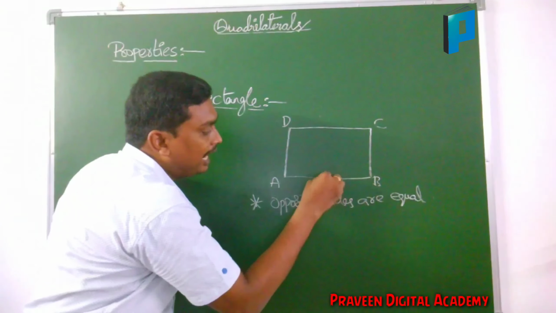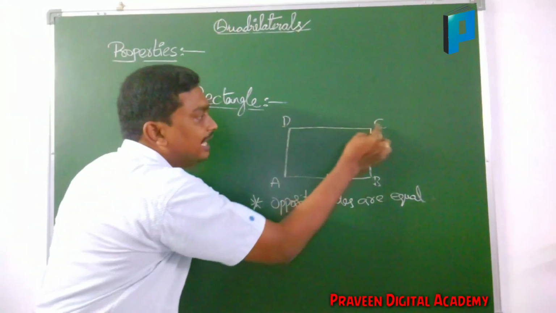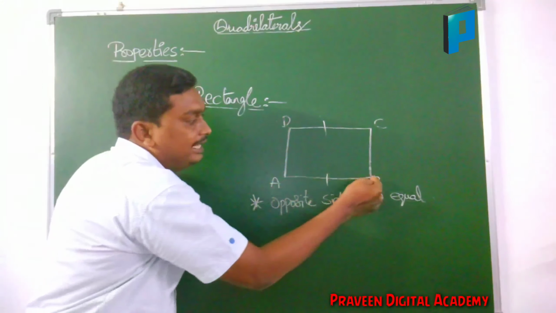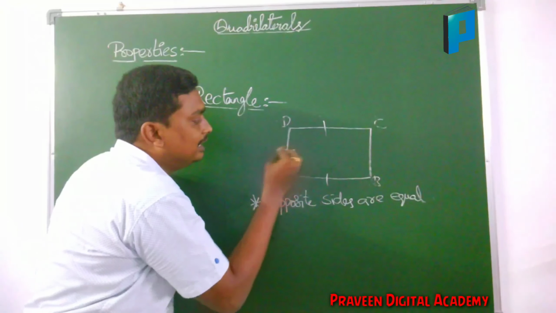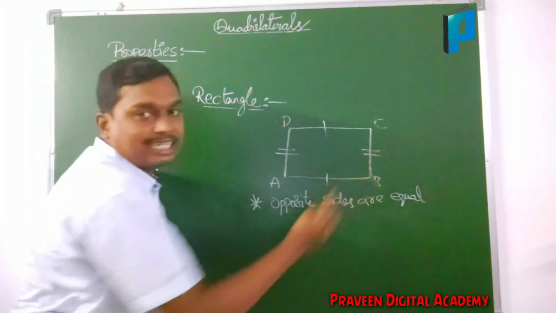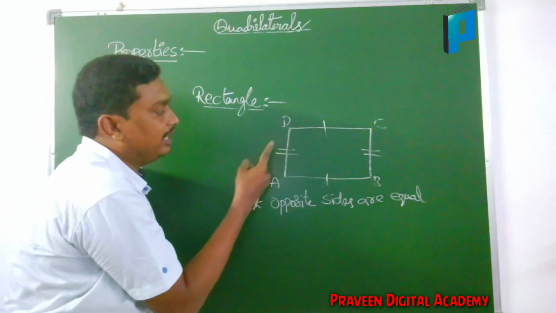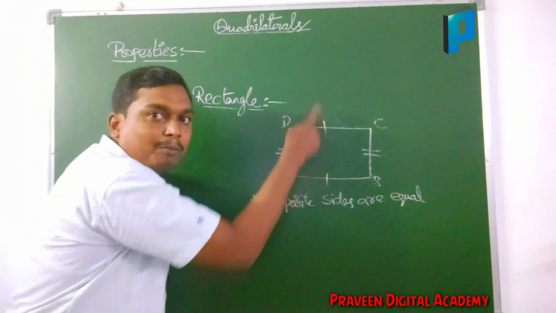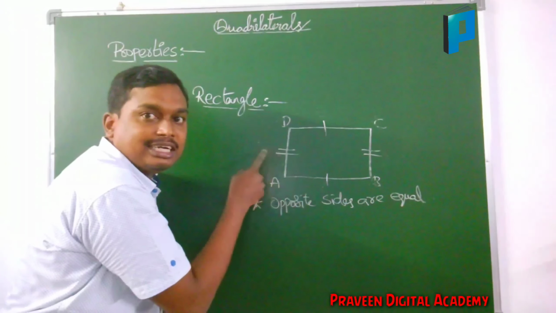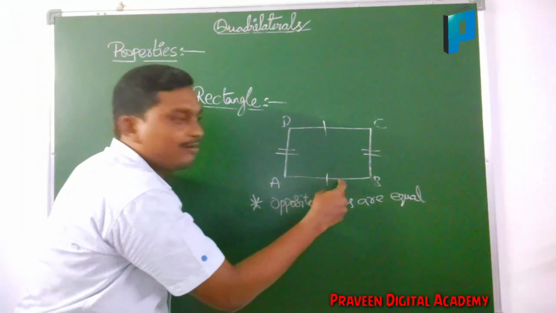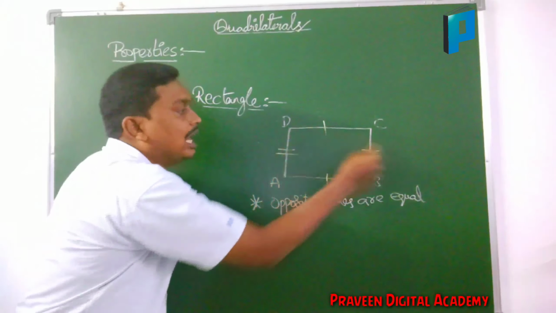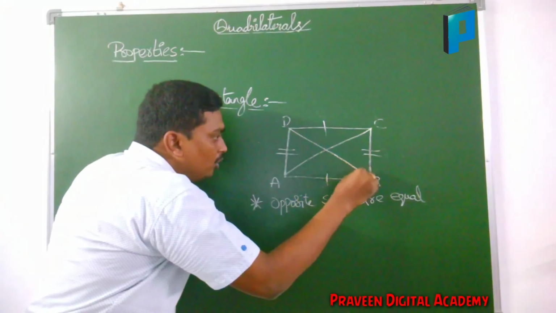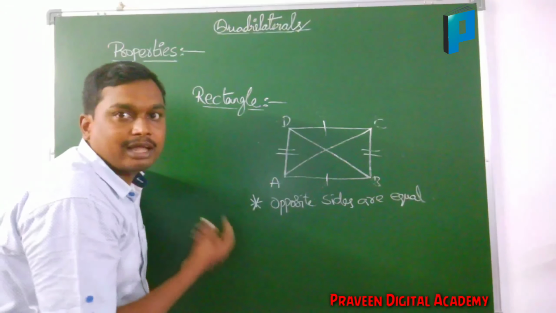It means if we have the AB length, the same length will be there for CD. And whatever length we have for AD, the same length we will have for BC. These opposite sides are equal. If it is 5, this is also 5. If it is 3, this is also 3. But these two are not equal. Adjacent sides are not equal. Opposite sides are equal. Adjacent are not equal. These two are adjacent, not equal. These two are adjacent, not equal. Opposite are equal. And diagonals are also equal in a rectangle.